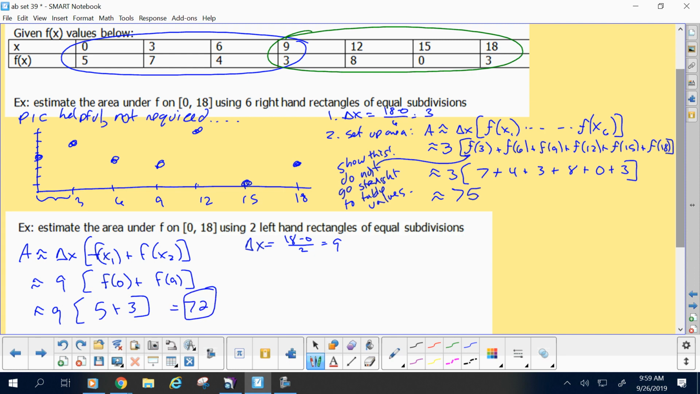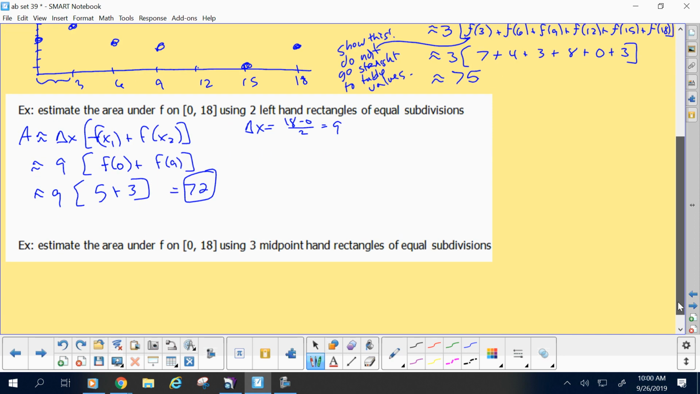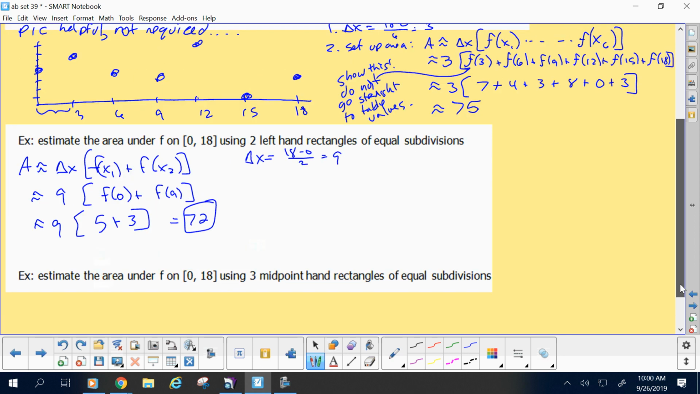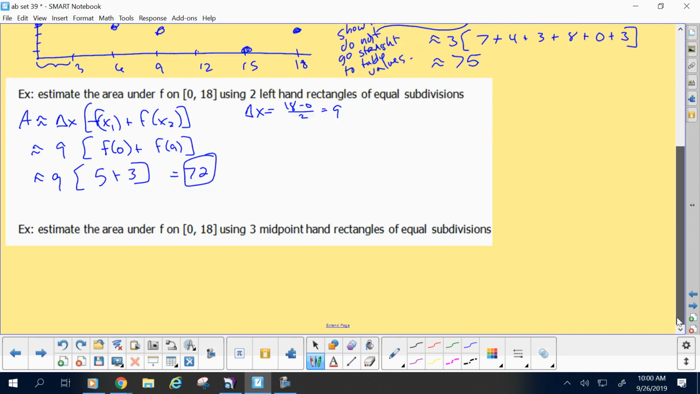Okay, cool. Let's go to midpoint. Would you give midpoint a go? And then we'll compare.